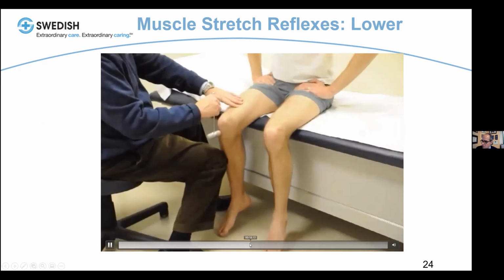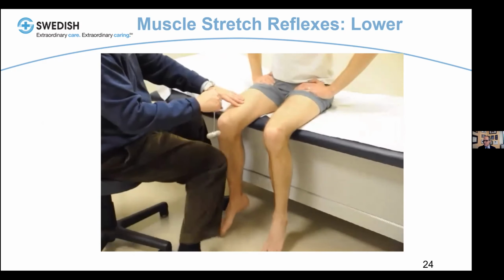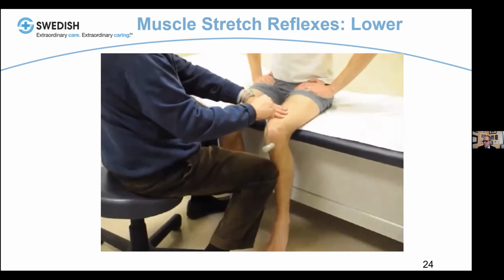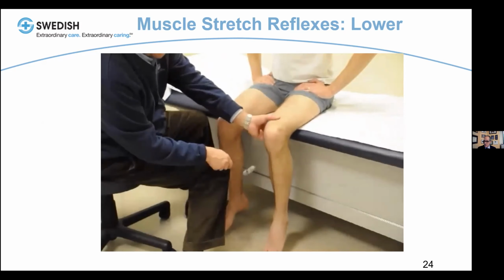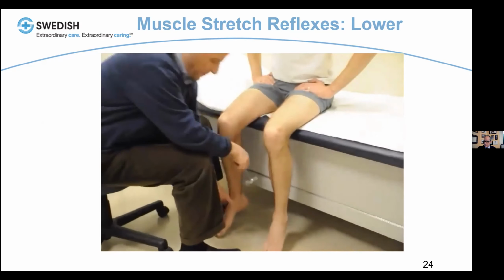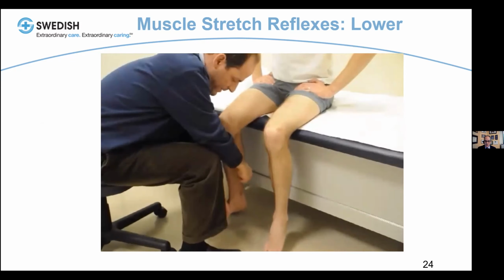So I put my hand on their quad, I strike their patella on each side, so that's L4. I then cup the hamstring, which is L5. And again, I'm using a large hammer, not those little tomahawks. And then I put their Achilles there for S1.